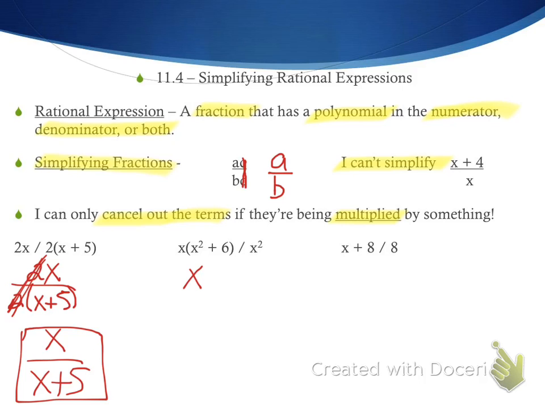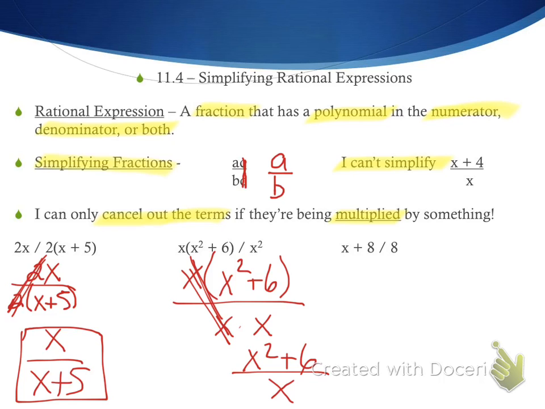Over here I have x times x squared plus 6 divided by x. Another way I can write x squared is x times x. So my x's would cancel out, and I'd just be left with x squared plus 6 divided by x. And then this is x plus 8 divided by 8. And I can't cancel out those 8's because the 8's are being added to something else on the top.